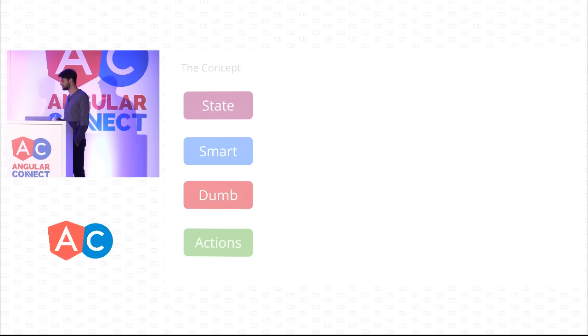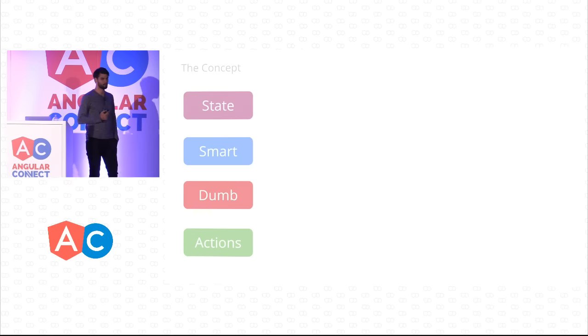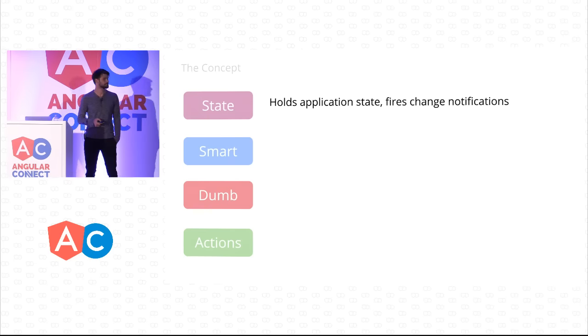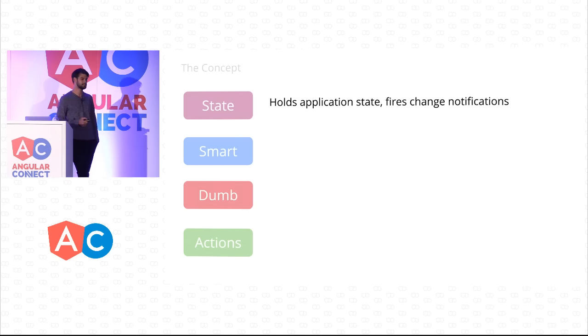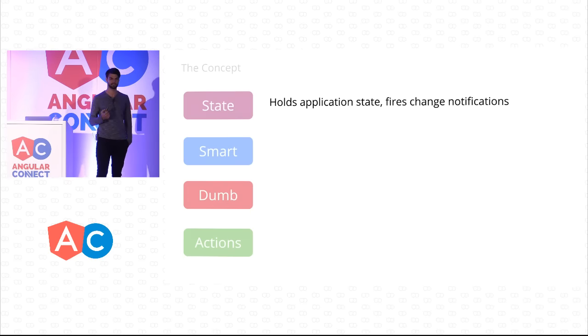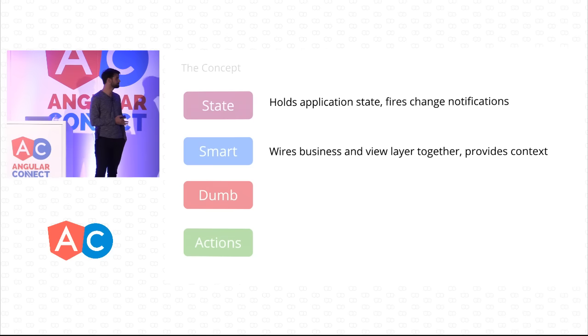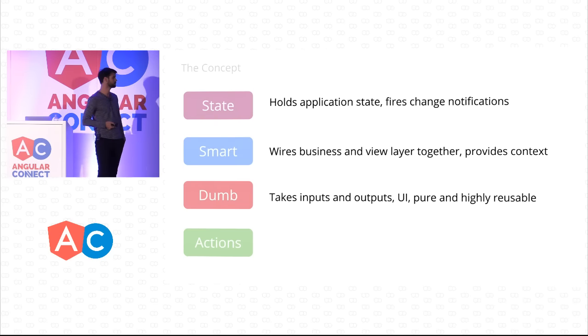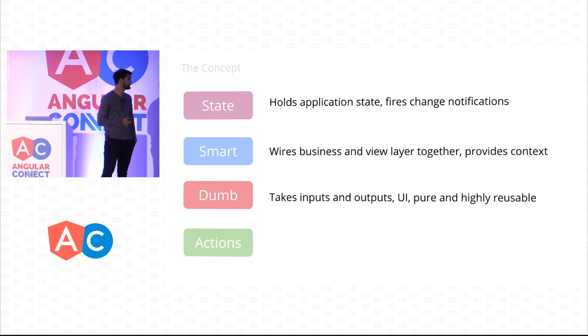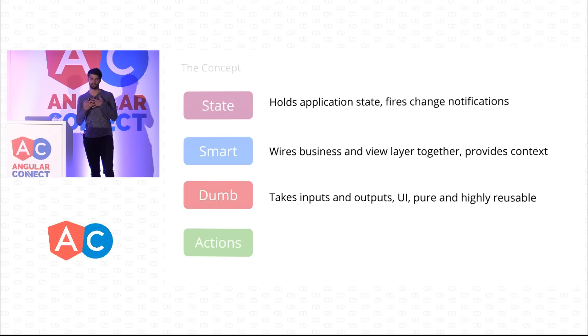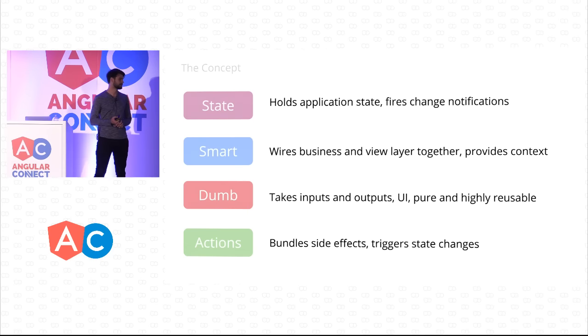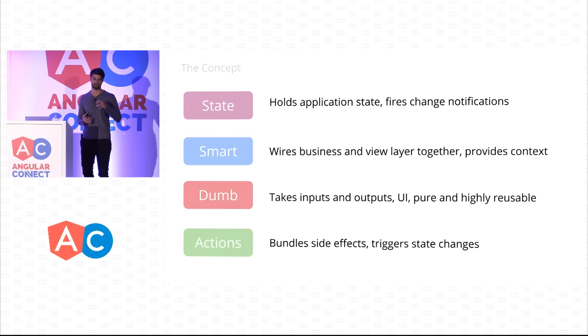Let's start to summarize this a bit, because we're almost running out of time. We have here four different concepts at hand. A state layer, which holds your application state and is responsible for firing change notifications to the rest of the system. Smart components that wire business and view layer together. They are really the ones that provide context for your view, for your dumb components, who just take inputs and outputs and represent the actual user interface, where the user interacts with your application. They are pure and highly reusable. And actions that bundle all side effects and trigger state changes so that the loop is closed and from the top you can start with change notifications again and update your system.